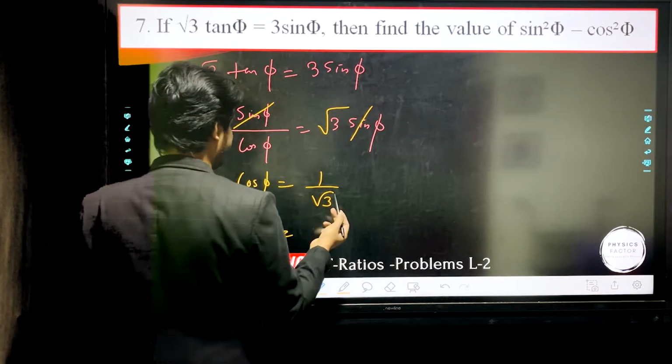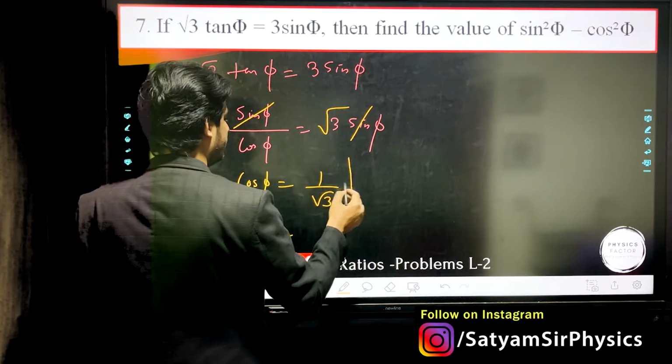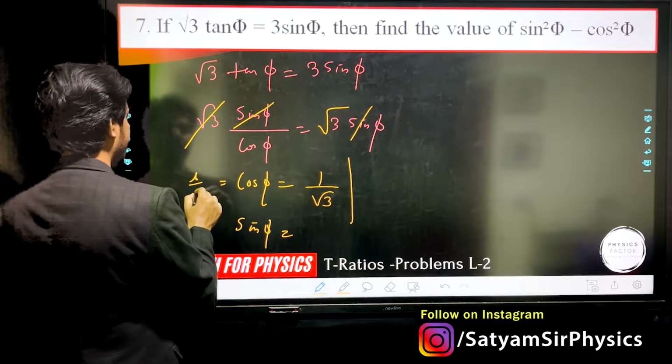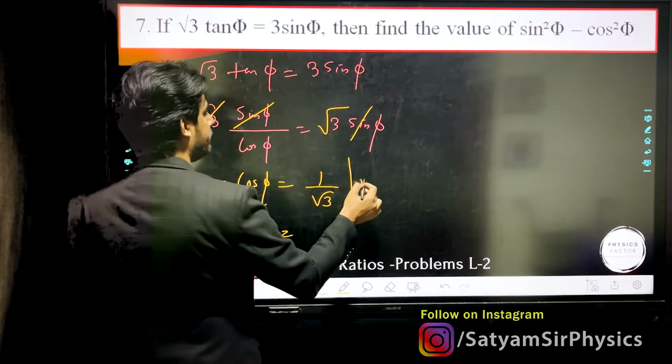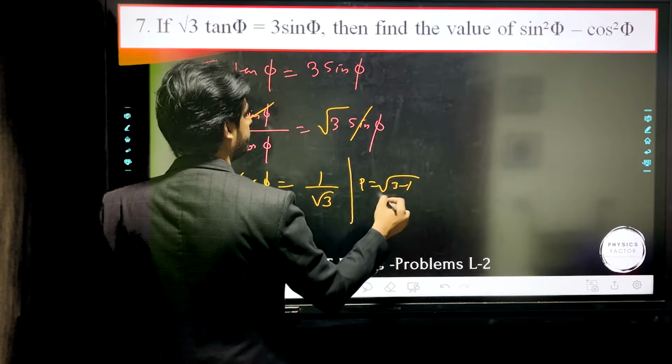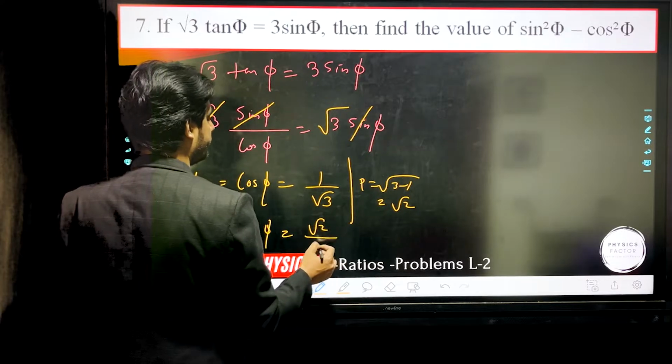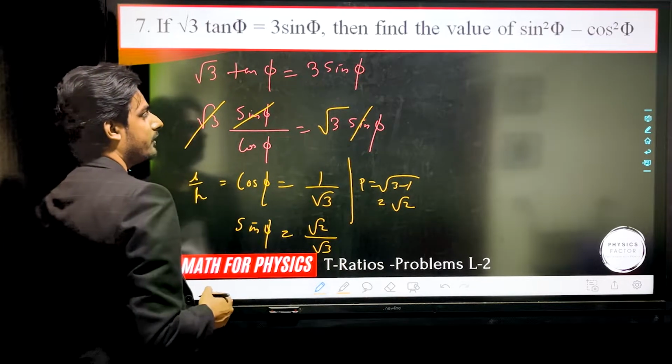So sin phi will be base upon hypotenuse. We need perpendicular. So perpendicular is root of 3 minus 1, so root 2. So sin phi will be root 2 upon root 3. Okay, we need these values.